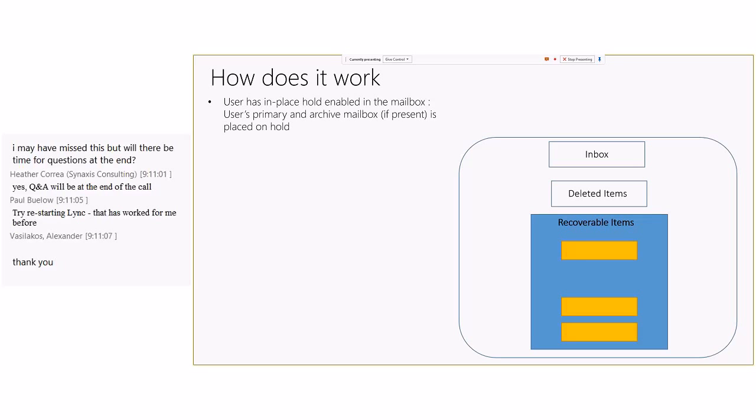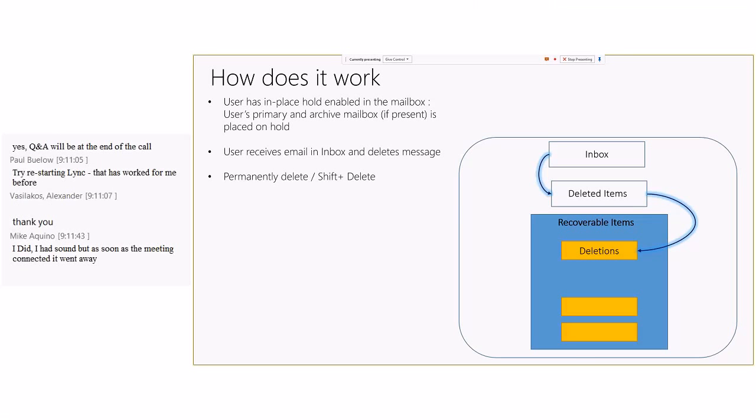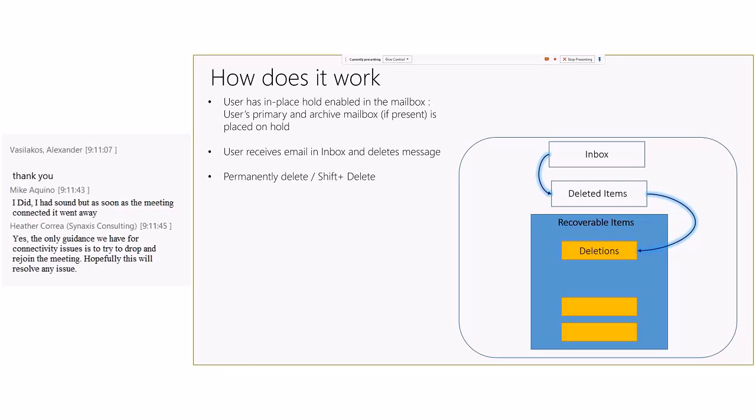So now we have a situation where they have in-place hold enabled in the mailbox. Now the user receives an email in the inbox, and he or she deletes the message. Permanently deleting the message gets the mail to the deletions folder. This is whatever you see in Outlook where you try to recover a deleted item. It's placed in this folder. Now, a lot of things can happen after the mail gets into the deletions folder.